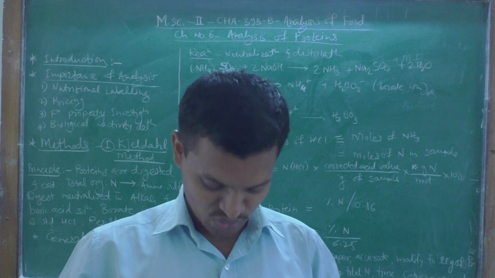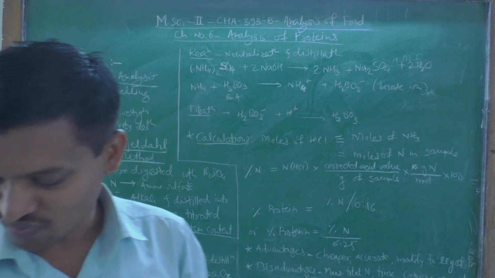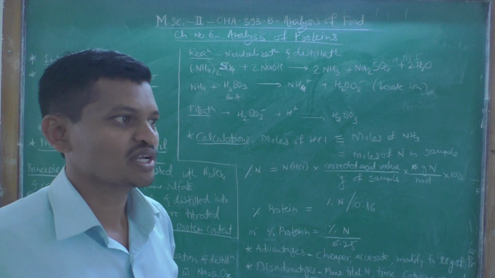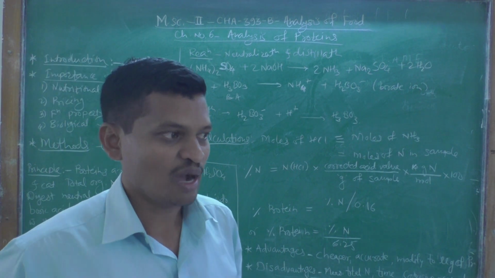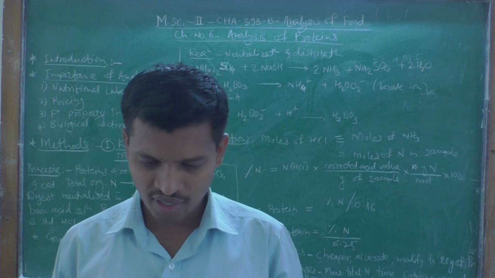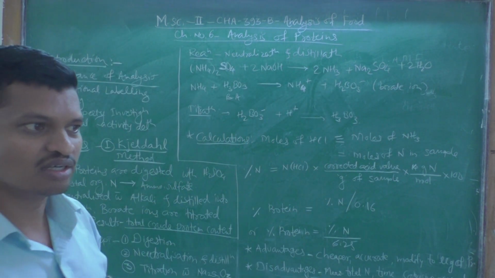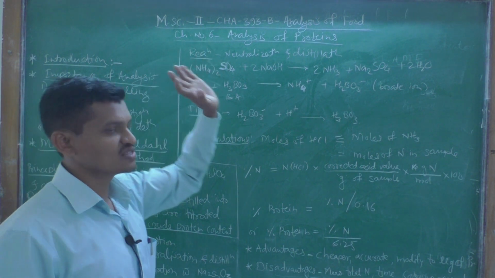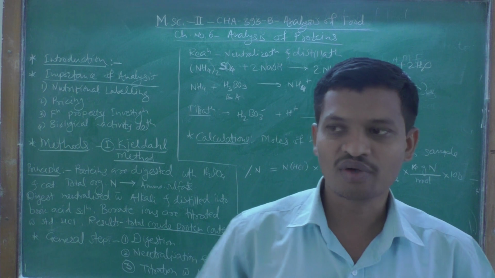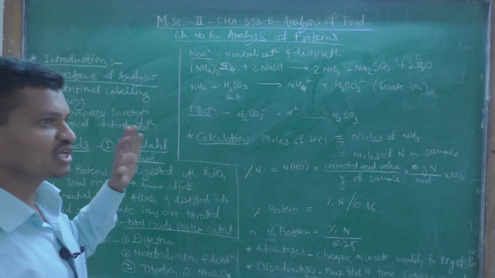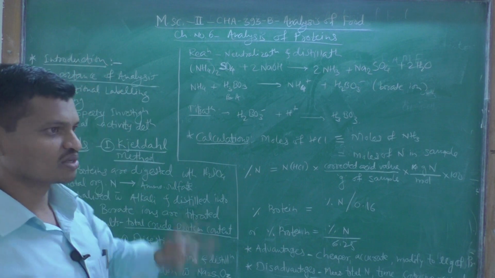So dear friends, we are discussing the analysis of food in our analytical chemistry paper number CHA 393. Up to this we have covered our first 5 chapters. Now we are going to see the sixth chapter, lesson number 6, and that is analysis of proteins. Last time we covered the analysis of lipid material. Okay, now proteins. First topic is the introduction.